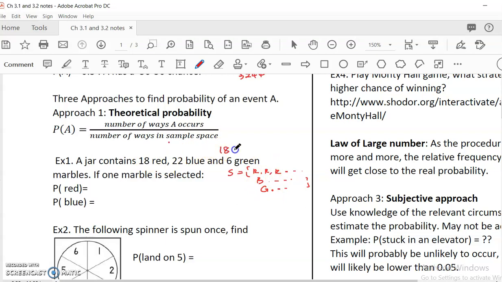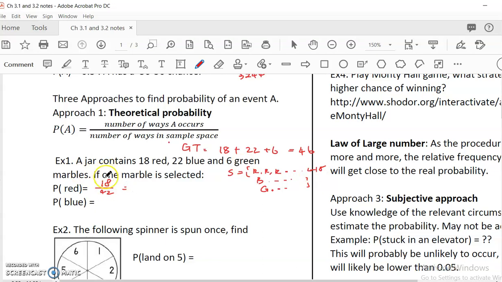So the grand total in the sample space is 18 plus 22 plus 6, right? Use a calculator, 18 plus 22 plus 6, that is 46 marbles. And that would be the count in the sample space used for calculation. So the sample space is all the different marbles. And if I want red, that's my favorable. How many in the sample space satisfy red? It would be this 18, right? There's 18 of them. So you will say 18 counts out of 46 counts.